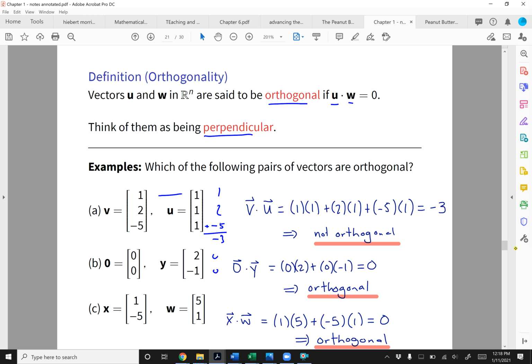Here, you might say, well, you're not intersecting at 90 degrees. This doesn't even have a length. And that's true, but we're going to stick with the definition here: we're going to say they're orthogonal if the dot product is 0. We're actually not going to say that they have to have some length. Here we get 5 and a -5, and we add those up to get 0. So those are orthogonal.